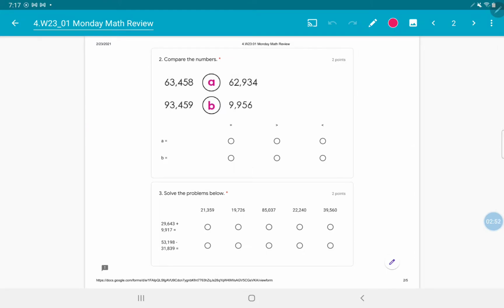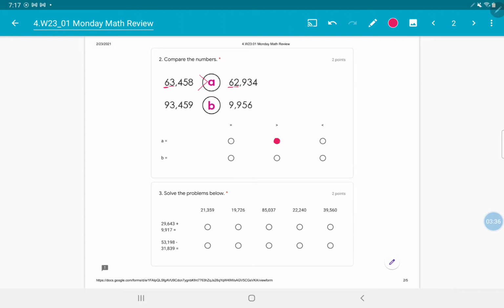The next problem, we're comparing numbers. I've got 63,458 and 62,934. I look at my largest place value. I have 6 10,000s and 6 10,000s. Those are equal, so we'll go to the next place value. I have 3,000s and 2,000s. 3 is more than 2, so I know that A is greater than. 63,458 is greater than 62,934.